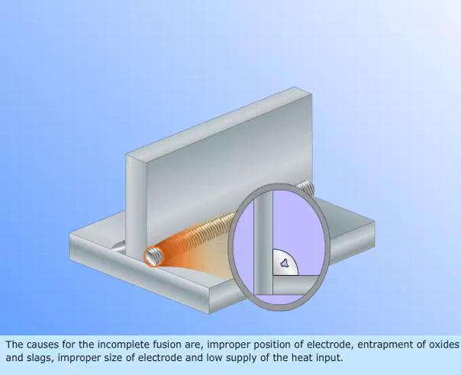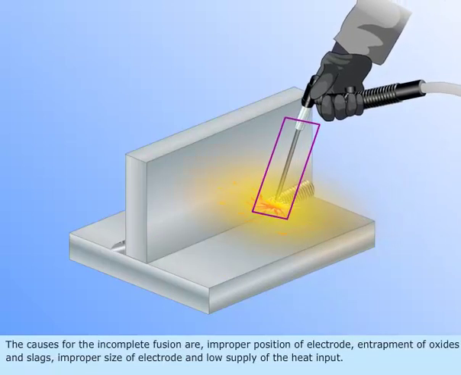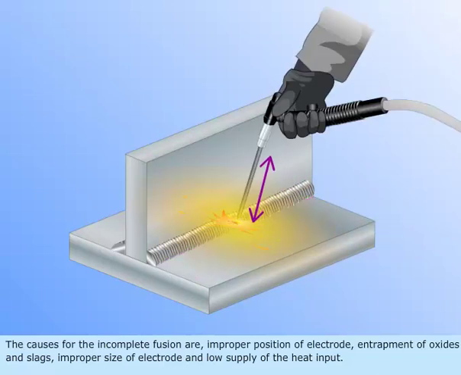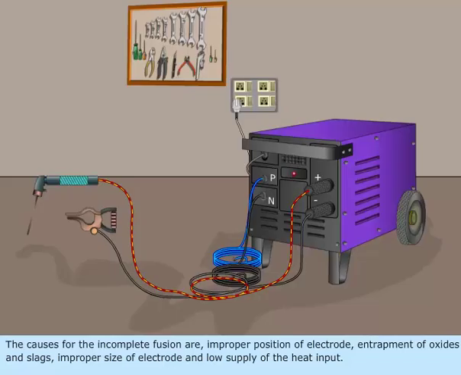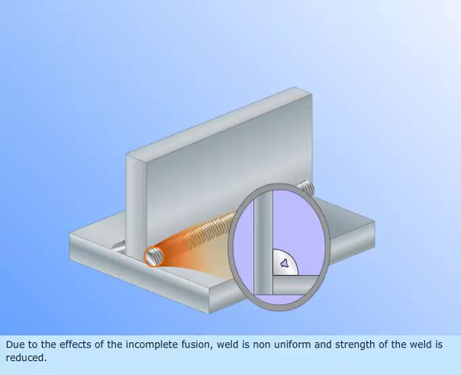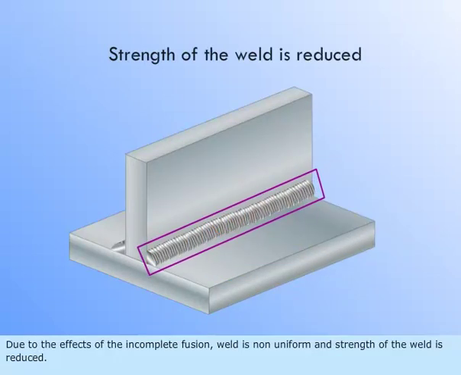The causes for the incomplete fusion are improper position of electrode, entrapment of oxides and slags, improper size of electrode and low supply of the heat input. Due to the effects of the incomplete fusion, weld is non-uniform and strength of the weld is reduced.